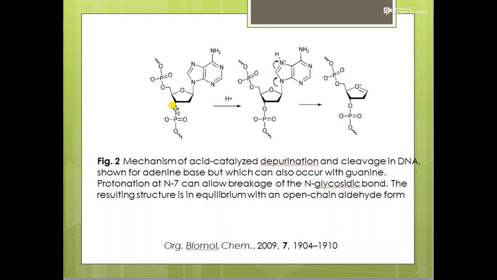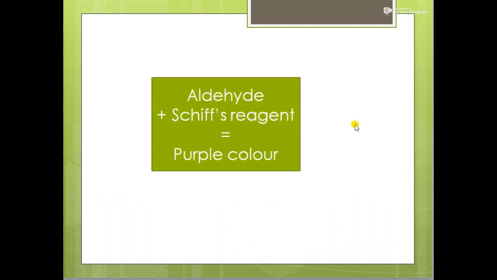And as a result, this glycosidic bond, which is between the sugar, that is deoxyribose, and the base attached to the DNA, gets broken with the help of acid hydrolysis. And that results in the formation of an aldehyde. Once the aldehyde has been formed, it can be detected with the presence of Schiff's reagent. The aldehyde formed after acid hydrolysis combines with Schiff's reagent and results in the formation of purple color.